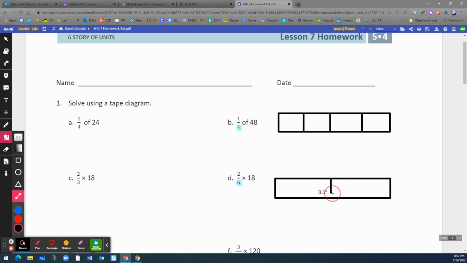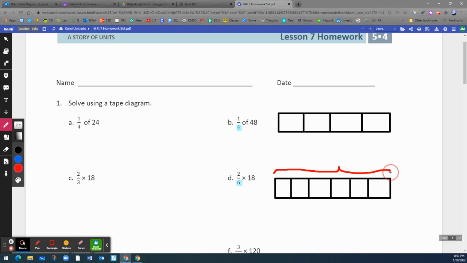So we're going to divide this one in half, and then we'll have thirds in each half, and that will give us 6 parts, okay? Now, I want you to understand that these 6 parts represent the number 18. So let me show you. This whole tape diagram represents 18. This whole tape diagram represents 48.